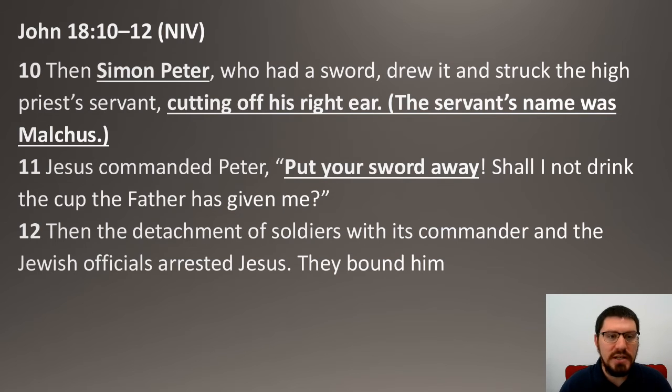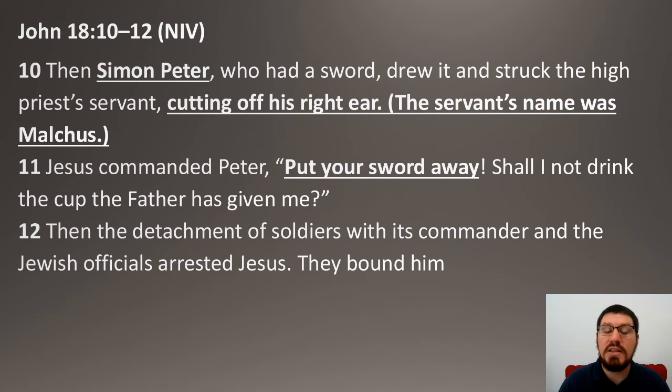And in John chapter 18, we read verses 10 through 12. Then Simon Peter, who had a sword, drew it and struck the high priest's servant, cutting off his right ear. The servant's name was Malchus. Jesus commanded Peter, "Put your sword away. Shall I not drink the cup the Father has given me?" Then the detachment of soldiers with their commander and the Jewish officials arrested Jesus. They bound him.